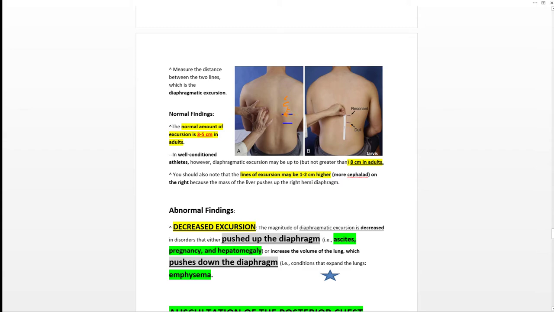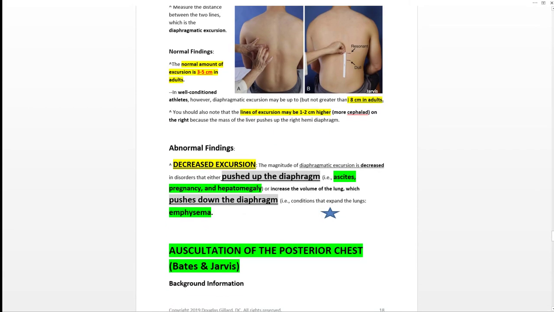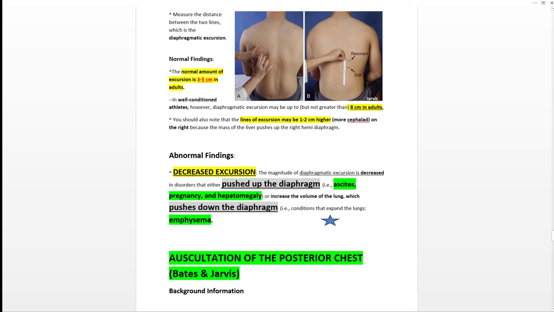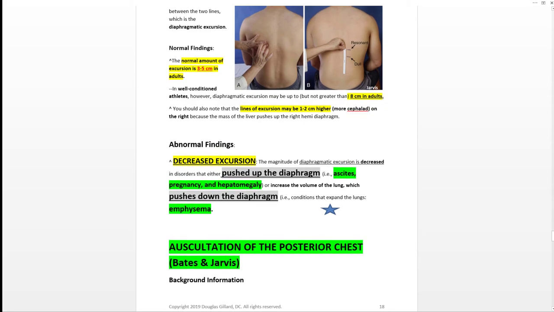And now you get your tape measure out and you measure the excursion between here and here. It better be between 3 to 5 centimeters, and that's normal excursion. All right, are we good with that? Awesome. And you repeat on the other side.